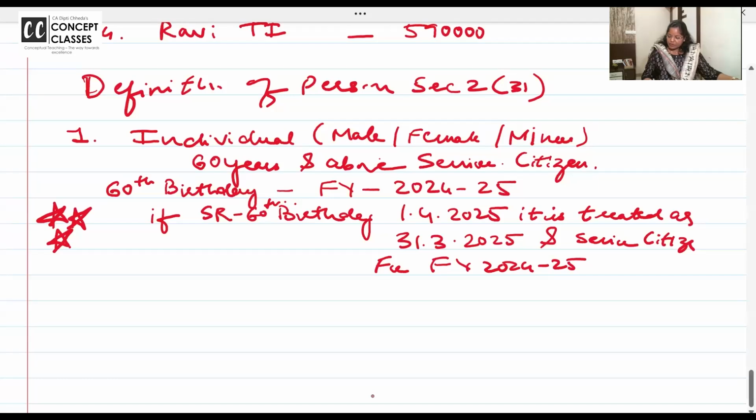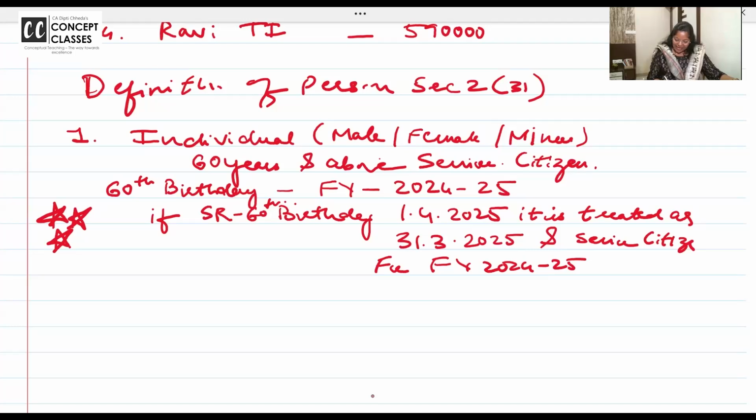Yes, ask your doubt. Ma'am, if the senior citizen's birthday is on 29th February? If the birthday of a senior citizen is on 29th February, it comes in 24-25, and if it is a leap year, okay, accept that as a part of the financial year. Okay? Okay, ma'am. Done. Any other doubt on this?